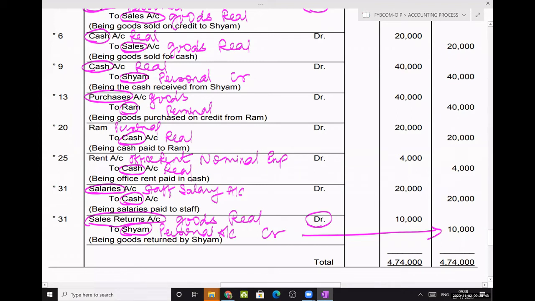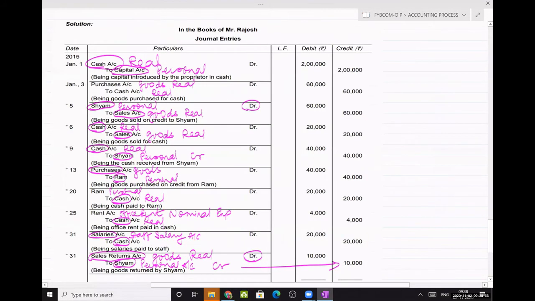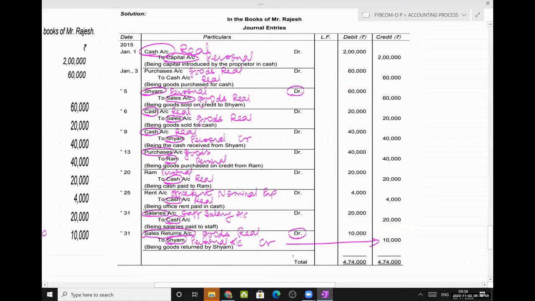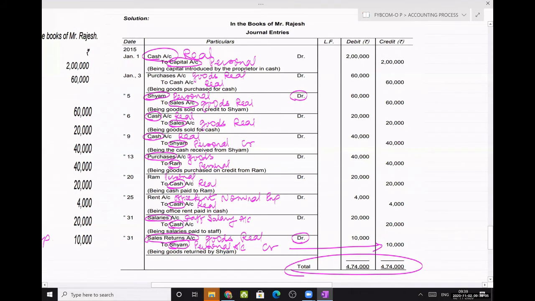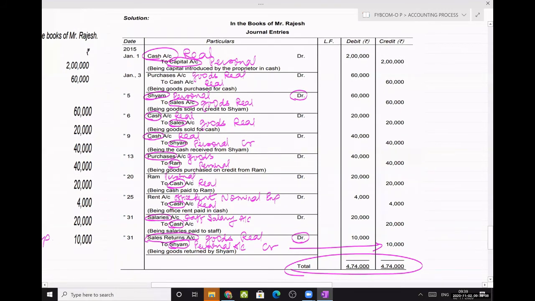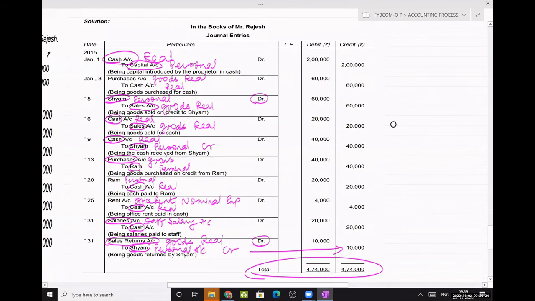Okay, so, and yeah, you have to total the journal book also. Yeah, that is also one of the aspects in journal entries. Debit side and credit side, obviously total has to tally, it has to be the same, because for every debit we are giving a corresponding credit, so it has to tally, right?